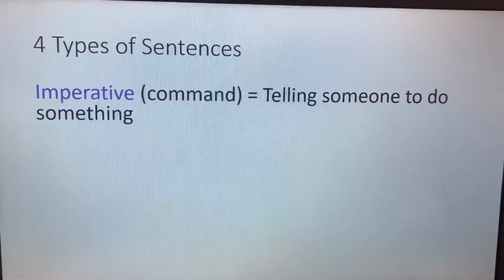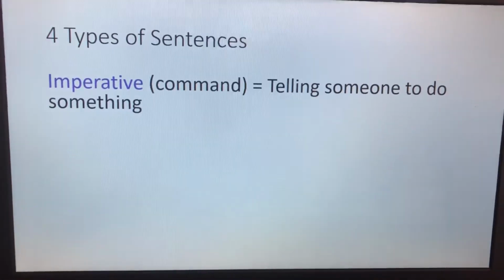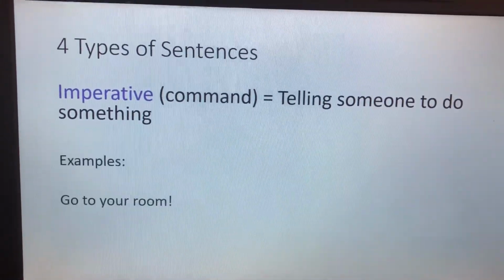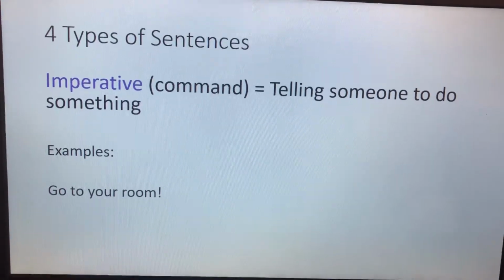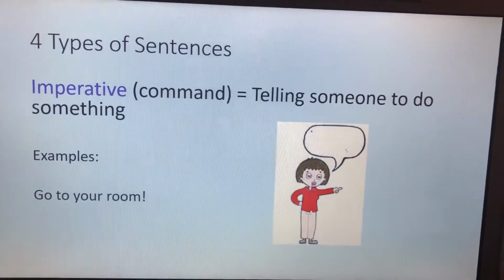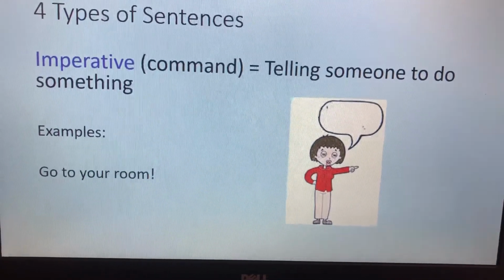An imperative sentence or a command sentence is telling someone to do something. So, for example, go to your room. That's a command. You're telling them, go to your room. Kind of like this lady is in the picture.